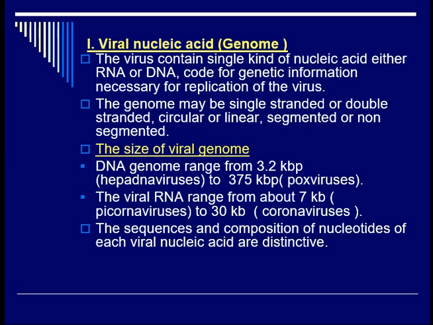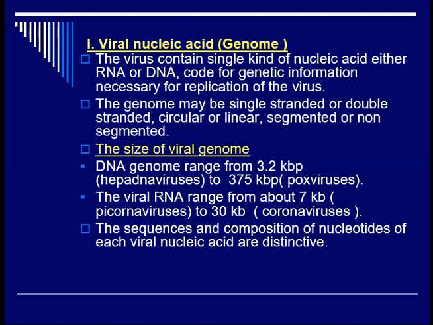The viral nucleic acid, the genome of the virus, contains a single kind of nucleic acid, either RNA or DNA. This genome codes for genetic information necessary for the replication of the virus. The genome of the virus may be single strand or double strand, may be circular or linear, and the genome may be segmented or in one piece, non-segmented.